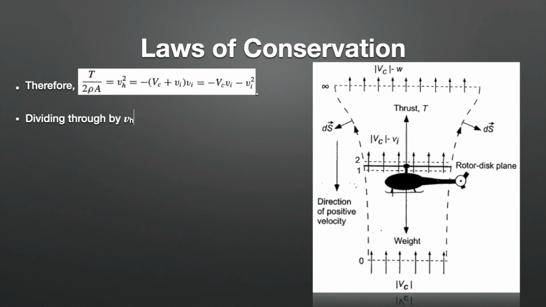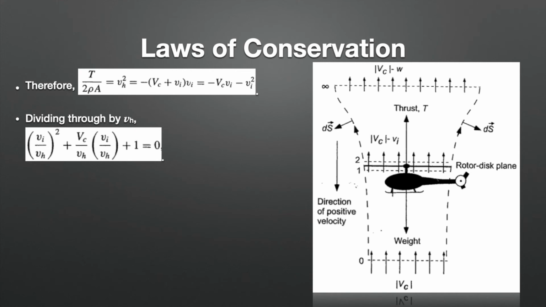By dividing this previous equation by Vh square, we get the equation (Vi by Vh) whole square plus Vc by Vh into Vi by Vh plus 1 is equal to 0. You can observe here it is a quadratic equation with Vi by Vh as your variable. Now, you have a quadratic equation, you have your variable. What is the solution for the variable?